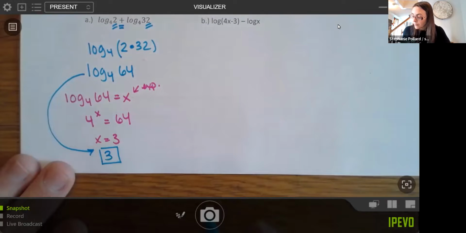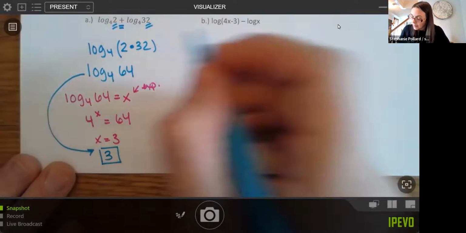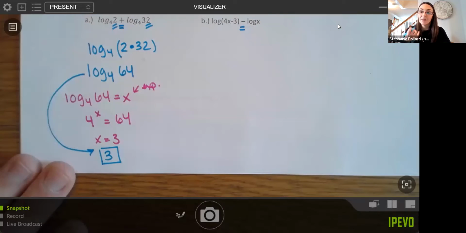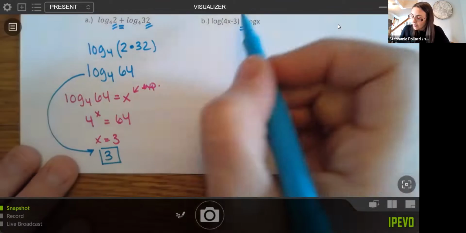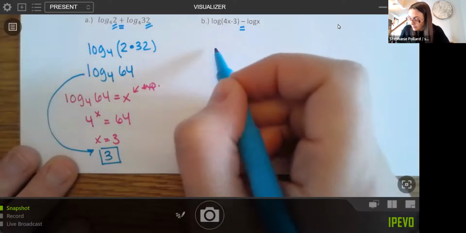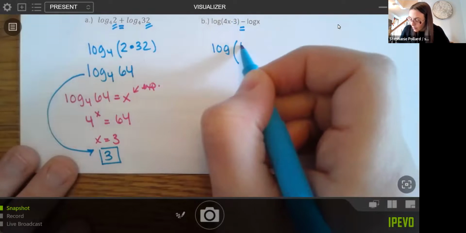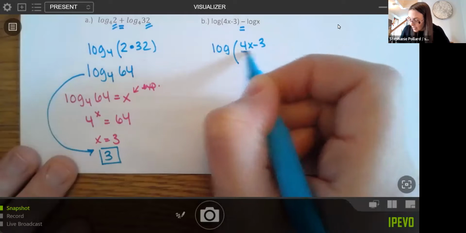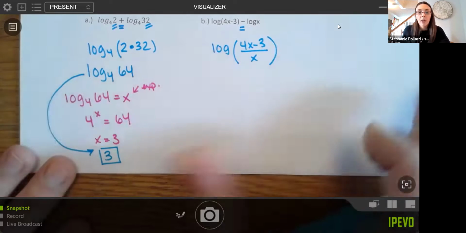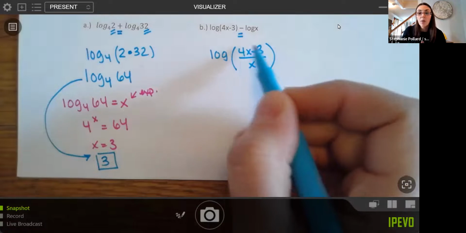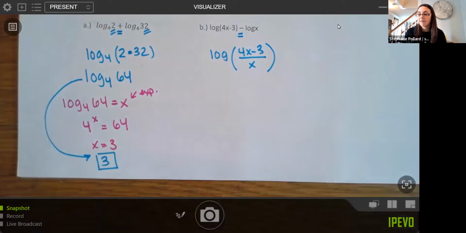Let's do another one. So here I see subtraction. So when you see subtraction, remember that means the original log had division in it. So I have the same base, both are log base 10. So whatever comes first is in the numerator, and then whatever comes second is in the denominator. So I have log base 10 of 4x minus 3 over x. Now, there's nothing I can do here. If I could simplify this fraction, I would, but I really can't here. So this is going to be my final answer.